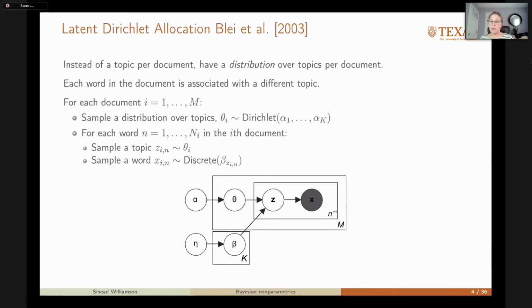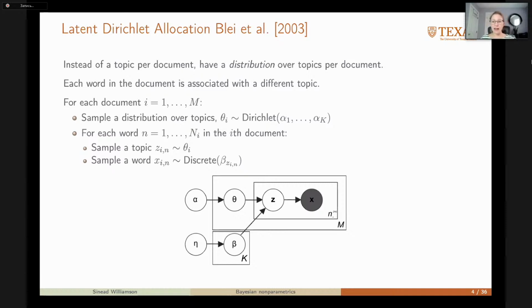This is something that's called an admixture model. The most common example of this is latent Dirichlet allocation. Here, instead of having a single topic, as we did in the mixture model, each document has its own distribution over topics. And then each word in that document is going to be associated with a single topic, where those topics are distributed according to that document-specific distribution.